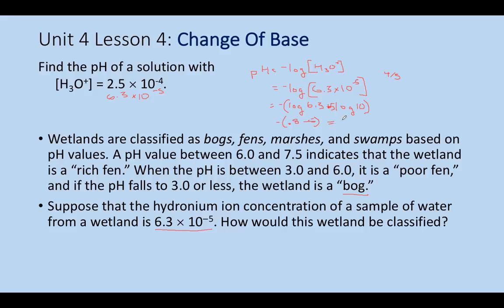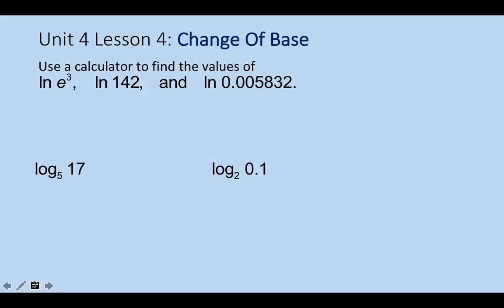And so we get positive 4.2. And we take a look. All right, 4.2 looks like that's this one. And so we would call that a poor fen. All right, moving on to some other things.